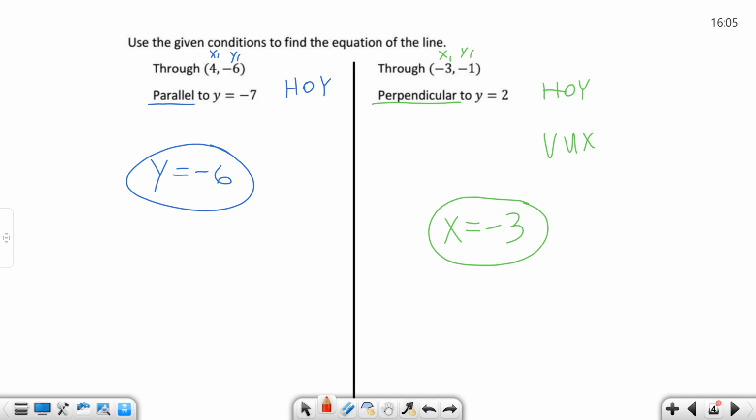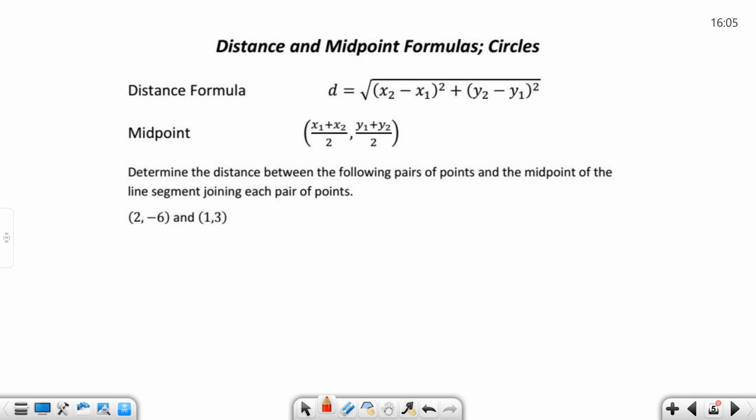All right. So let's change the page, and I think the next page is going to be distance and midpoint. So guess what? There's a formula for distance and a formula for midpoint. Yay for us.